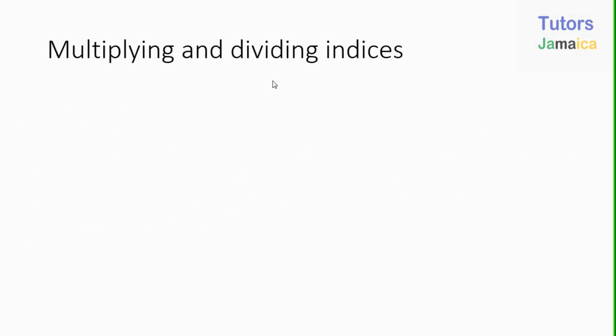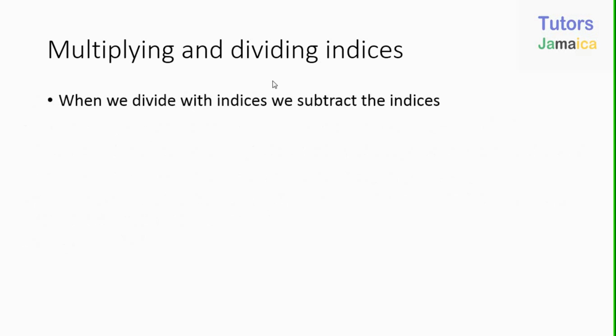So let's look at another thing. We're going to look at division now. When we divide indices, if when we multiply them we add them, what do we do when we divide? We subtract, because that's the opposite operation. So we would subtract the indices.